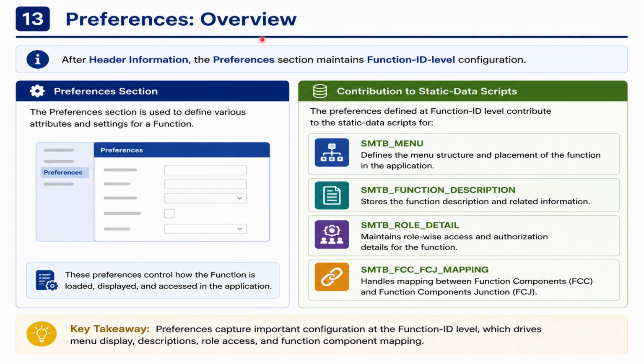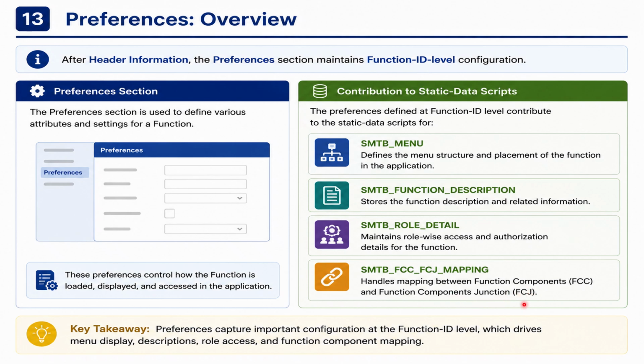Preferences. Overview. After header information, we move to the Preferences section. Preferences maintain function ID level configuration. The information maintained here contributes to the generation of static data scripts for tables such as SMTB_menu, SMTB_function_description, SMTB_detail, and SMTB_FCC_FCJ_mapping. Now let us look at the important preferences.